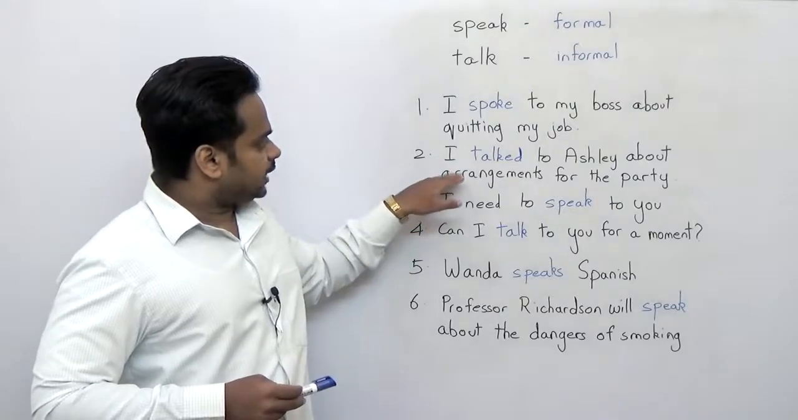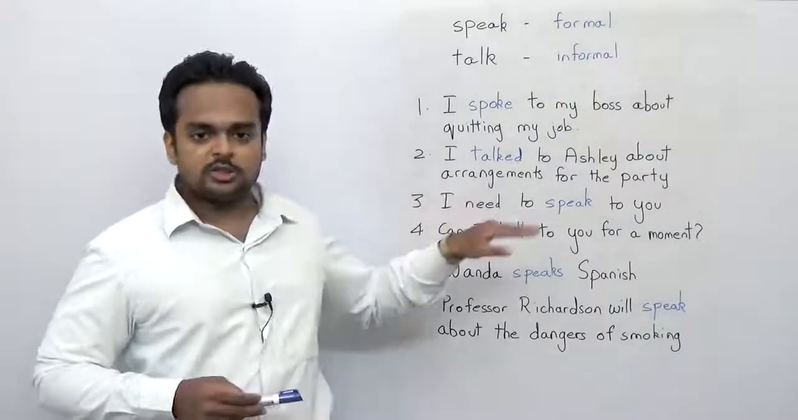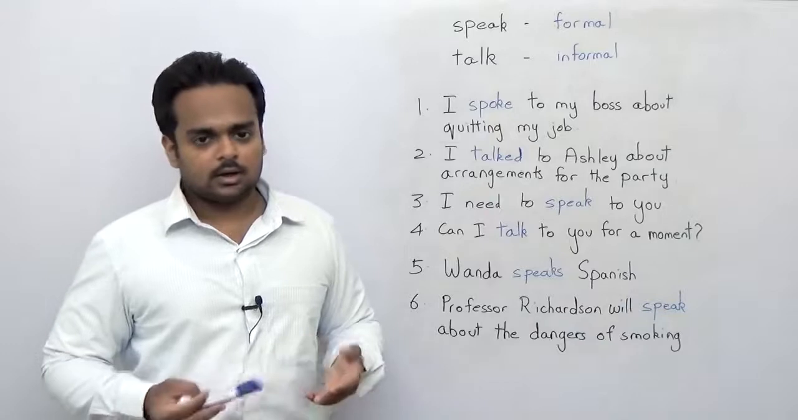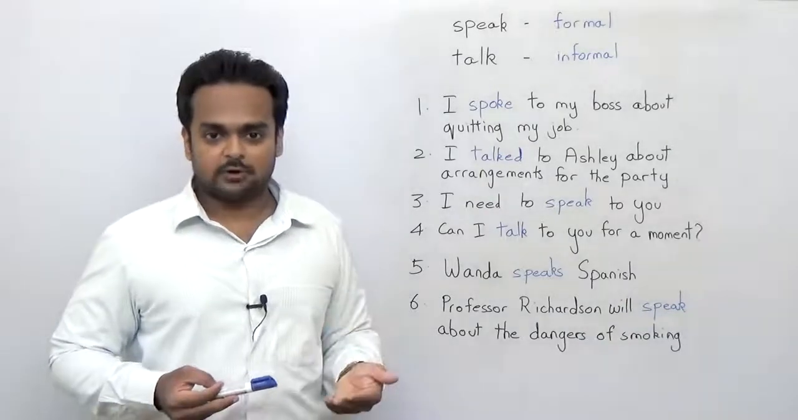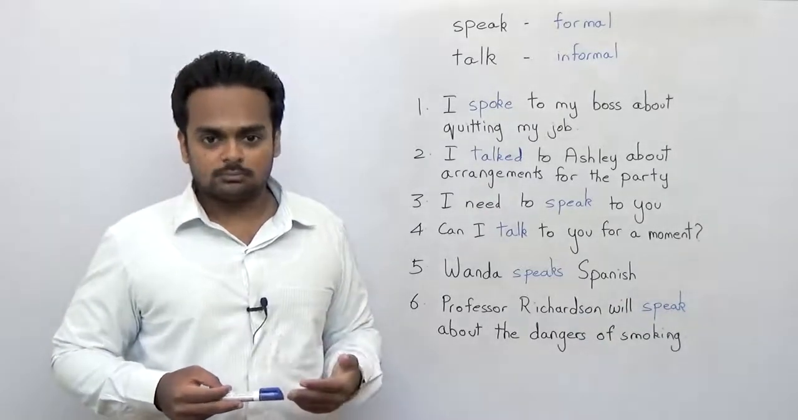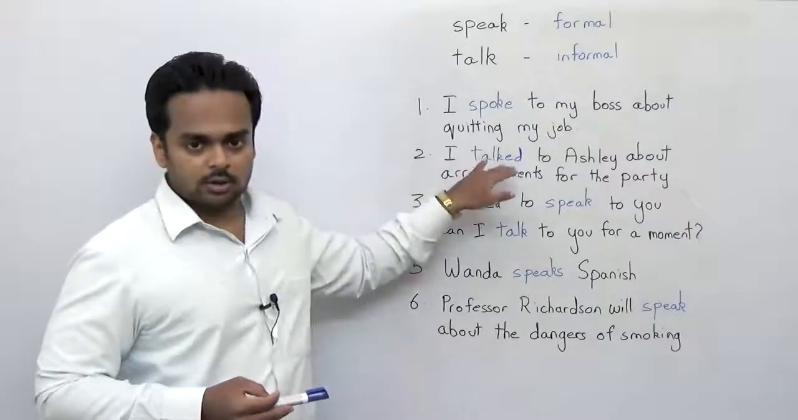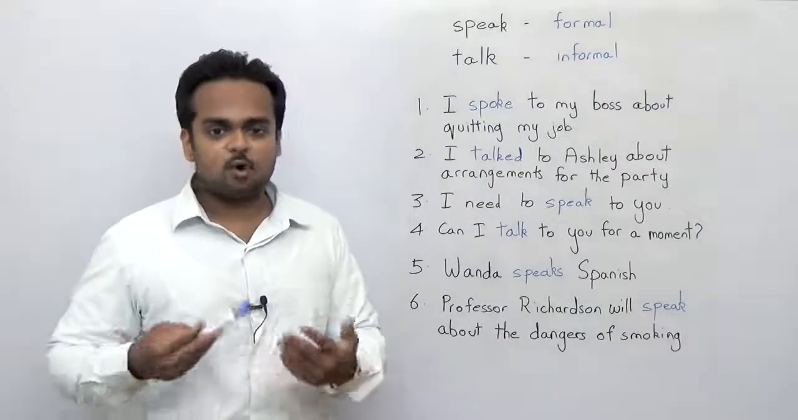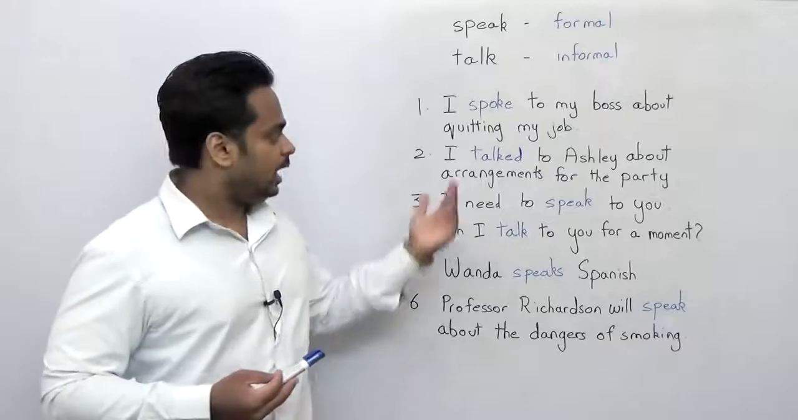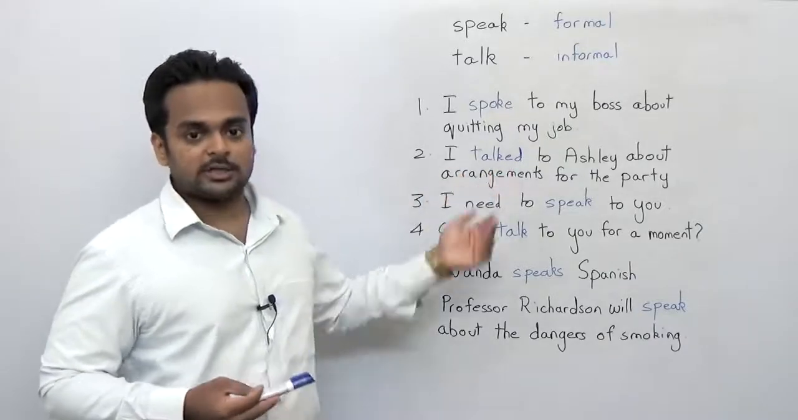In this sentence, I talked to Ashley about arrangements for the party. Clearly, this is not so serious and it's not so formal. So we're using the verb talk because this was more of an informal conversation. I talked to Ashley about arrangements for the party.